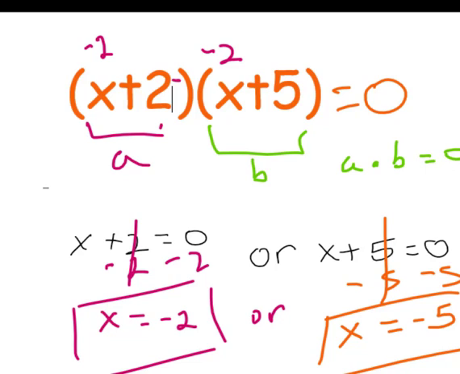Let's take negative 5. If we were to use negative 5 and negative 5 for both x values, then this here would give me negative 3, the first one, but this one here would give me 0. And 0 times whatever this is, negative 3 in this case, equals 0. So my answers are both negative 2 or negative 5. These are my answers. Okay, let's take a look at another one here.